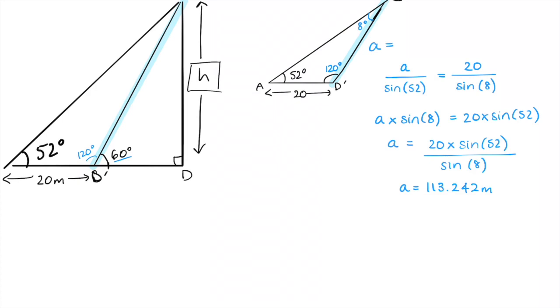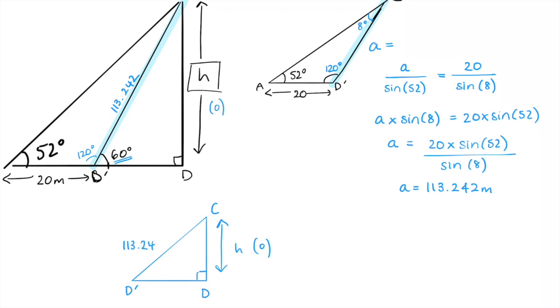So now that we know that this length here is 113.242, we can look at all the other information that we have. We've got a reference angle there, and we know that we're trying to find H. So we can use our trigonometry ratio. Given that we have our hypotenuse, our opposite side is actually H. So I'm going to redraw another right angle triangle this time. We are trying to solve for H, which is our opposite. Our hypotenuse is 113.242 meters.